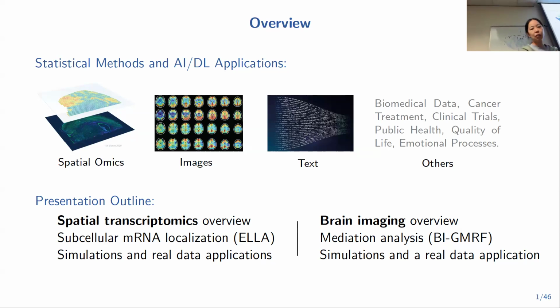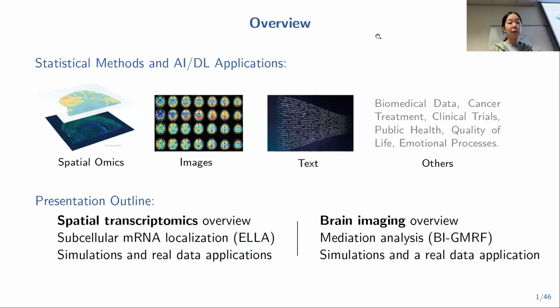Today I will be sharing two of my projects. These two might not be the latest ones, but they're kind of representative ones. So I've been working on spatial omics, brain images, and also a little bit of text data. I'm interested in text data, but it's not what I'm working extensively on right now.